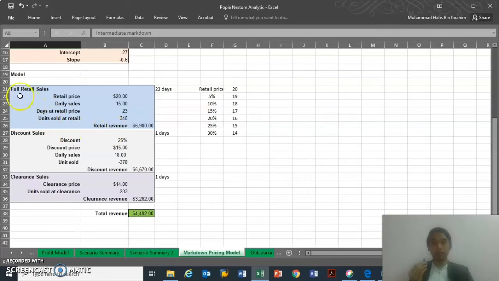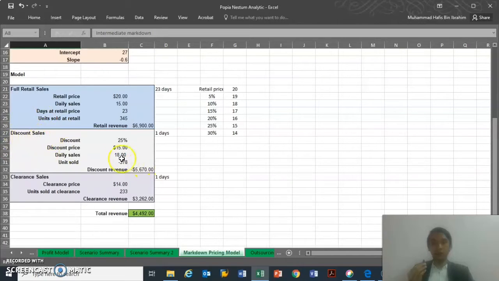My revenue for full retail sales is 6,900 ringgit. My revenue for discount sales is negative 5,670 ringgit. And my clearance sale revenue is 3,262 ringgit. So I got a problem here.